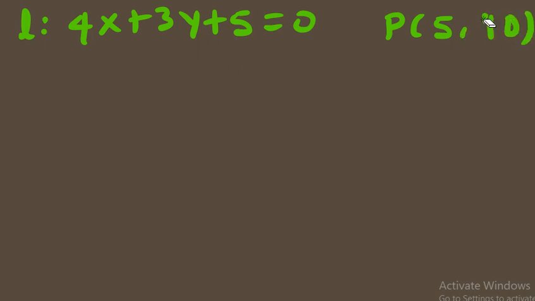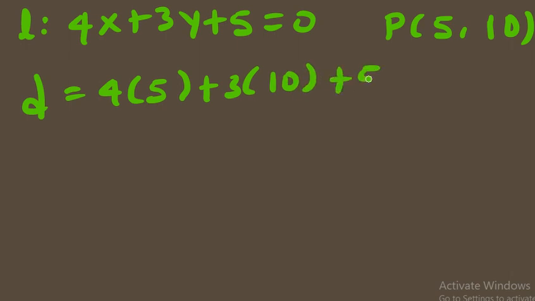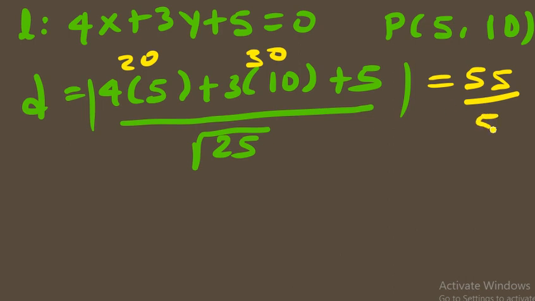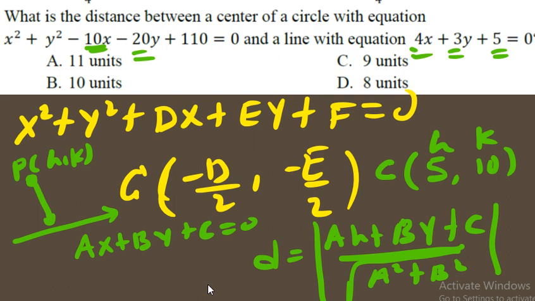So the distance will be 4 multiplied by 5 plus 3 times 10 plus 5, the whole over the square root of a square and b square, that means 4 square and 3 square. 16 plus 9 will be 25 in the square root, the whole in absolute value. So this is 20, this is 30, together 50, 50 plus 5, 55. 55 over the denominator 5, when you divide, it will be 11. So the distance must be 11, so the answer will be A.